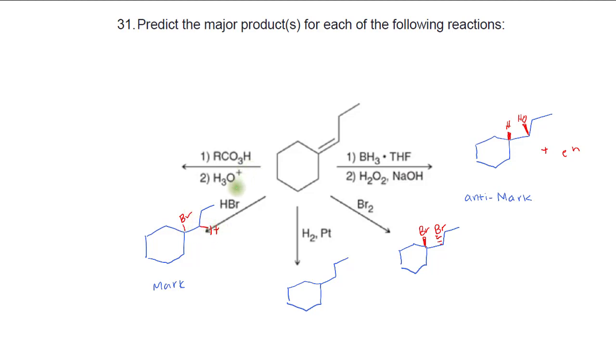For RCO3H and acid, this is the peroxy acid, which first forms the epoxide. Get the epoxide, and then when we add acid and water, that will open the epoxide up. So we get the anti-diol.